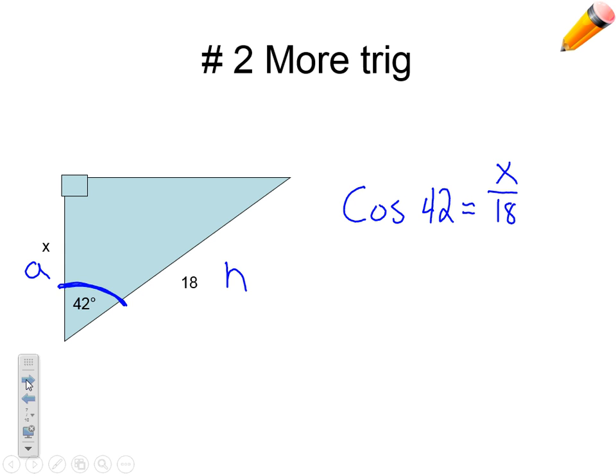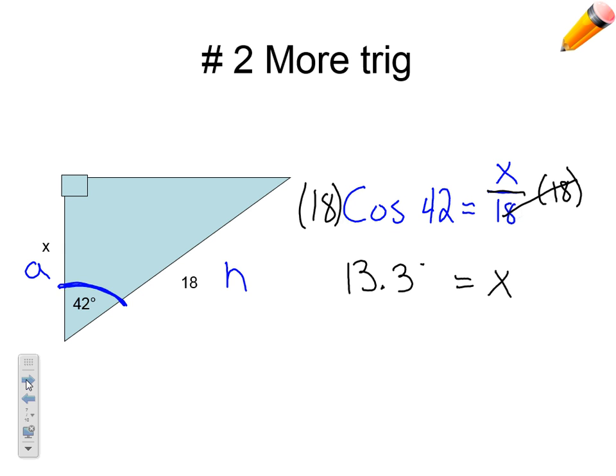Once I have my problem set up, I can go about solving it. So opposite of dividing by 18 is multiplying by 18 on both sides. These will cancel. And in my calculator, I'll type in 18 times cosine of 42, and I should get 13.38. That is my value of x.